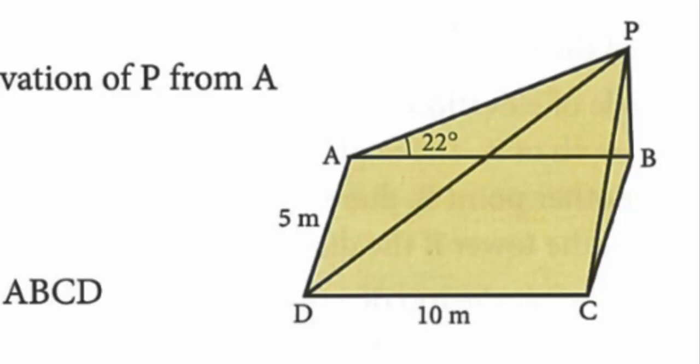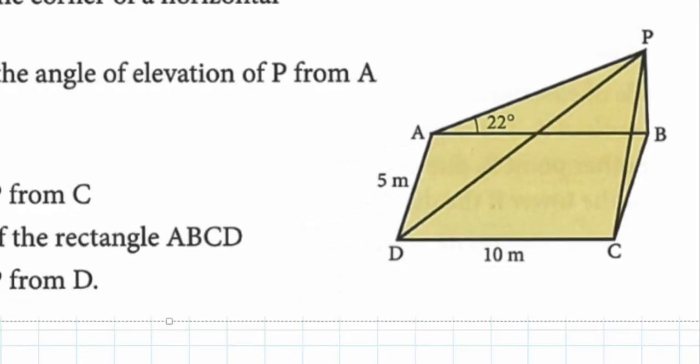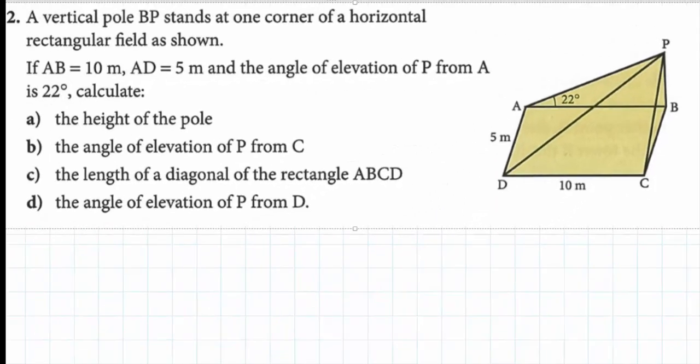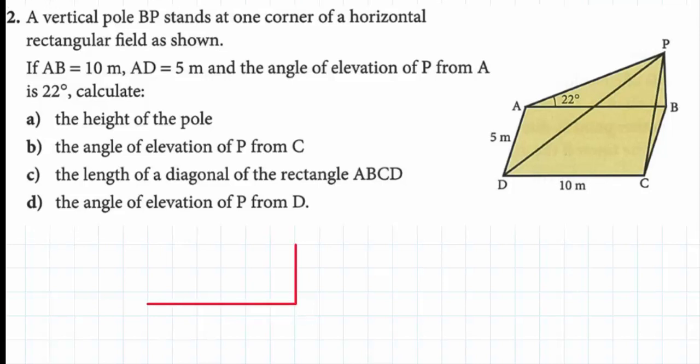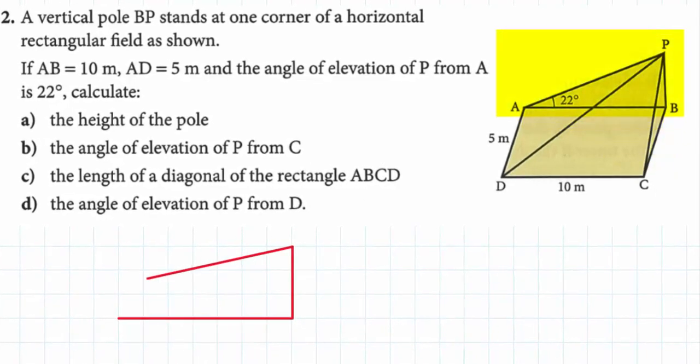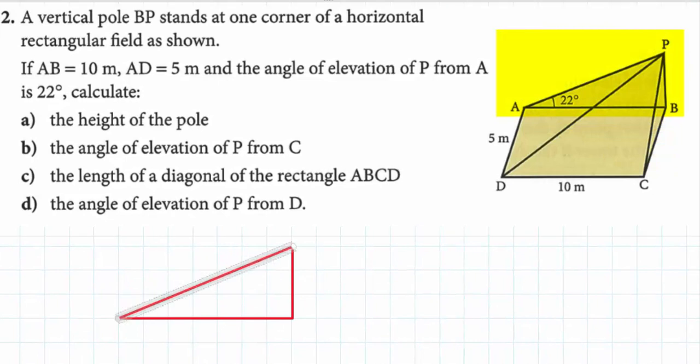Now, part A, let's use whatever is given to find these. Part A, the height of the pole. The height of the pole is right here. The height of the pole means the length of this line BP. Now let's draw a triangle to represent this pole and see what we have. This is the part of the diagram that we are working on.